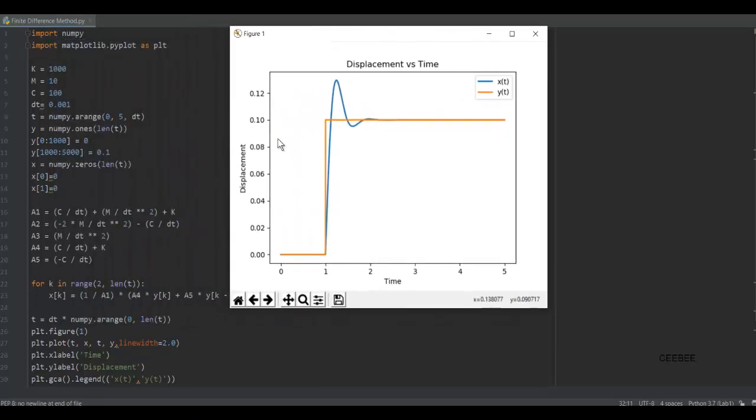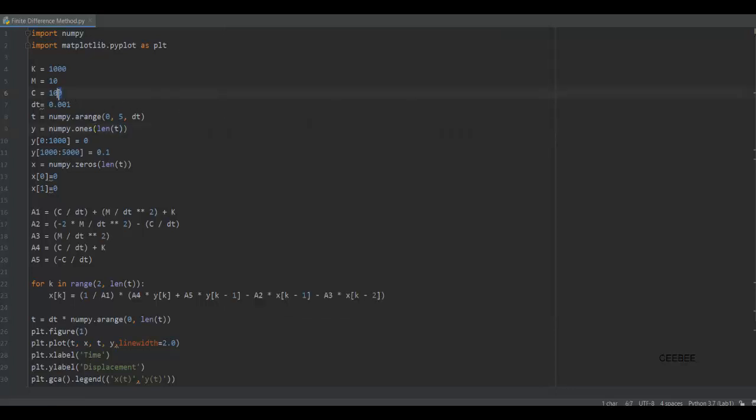So here it is. From 0 to 1, nothing's happening. The orange one is our y function. At 1 second, the amplitude goes to 0.1. And our system tries to follow it, but it overshoots, then undershoots, and a little overshoot again, and then it gets to the steady state. We can change that a little bit. We can play with our values. Let's double this up and see what happens.